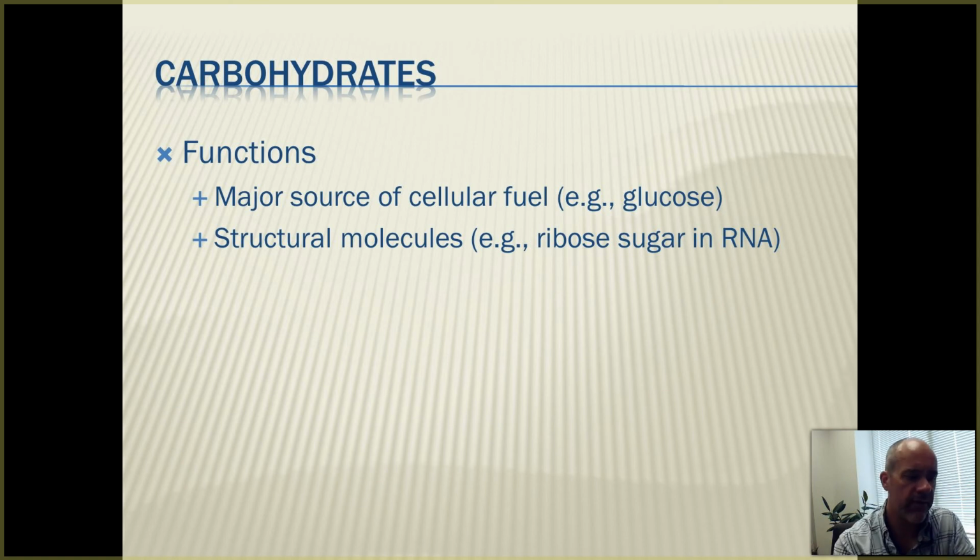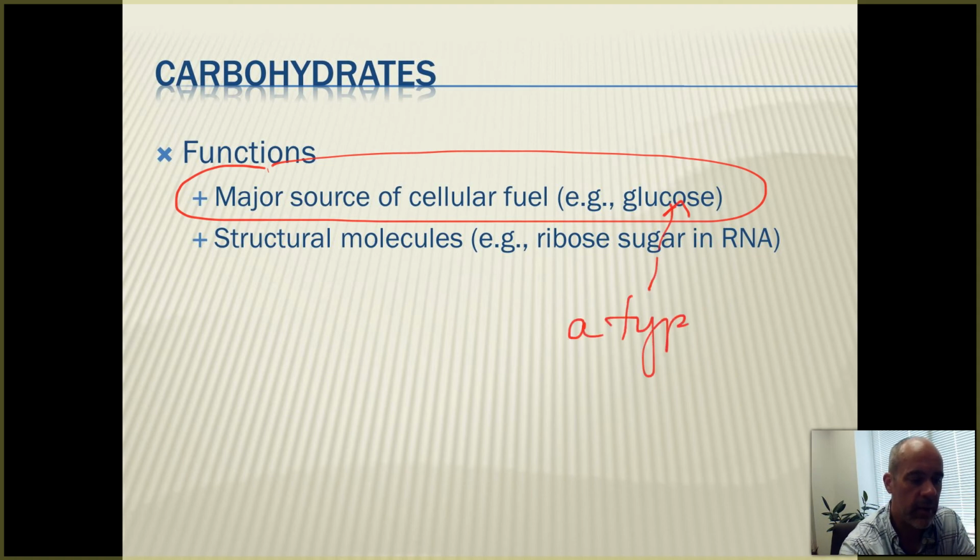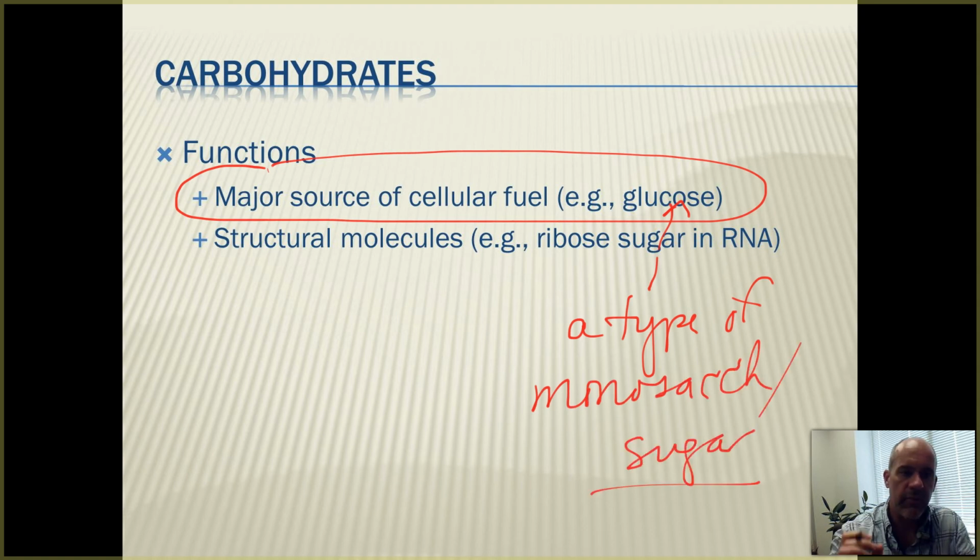All right, what are the main functions of carbohydrates? Okay, so cells love to use carbohydrates for energy. You guys know that. And glucose especially. Glucose is a type of monosaccharide or sugar. And that is the preferred quick energy source for cells.